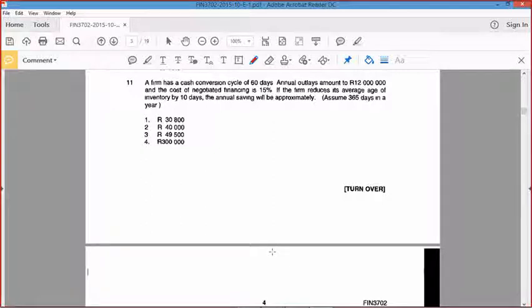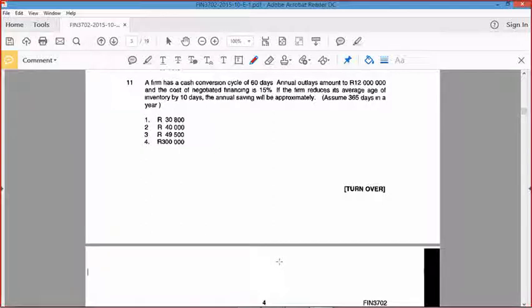It's good, because average age of inventory is being reduced. So we are going to be saving in the long run, because you're not going to be holding stock as long as you would before. If the average age of inventory decreases, that means you're selling it sooner and you're not holding it as long.